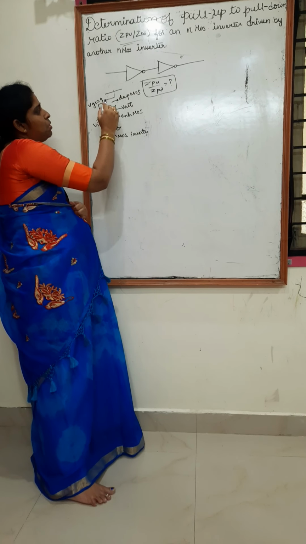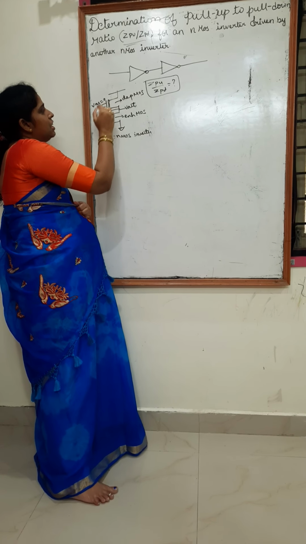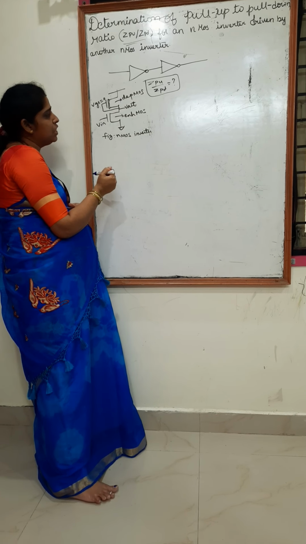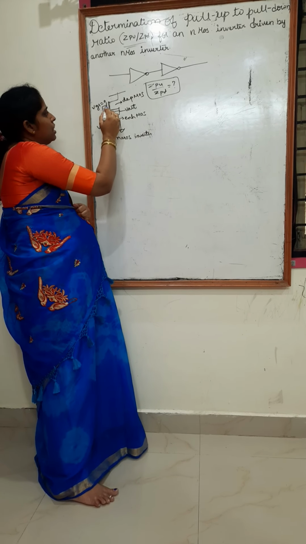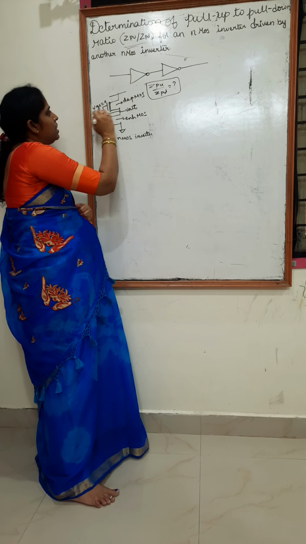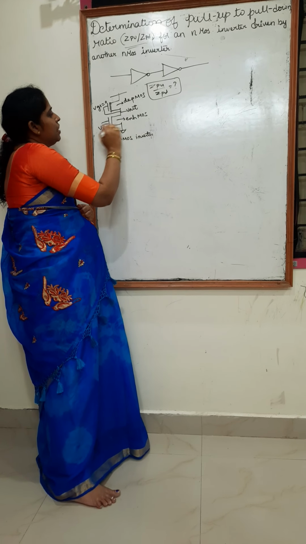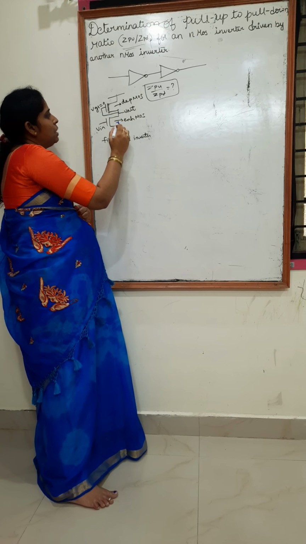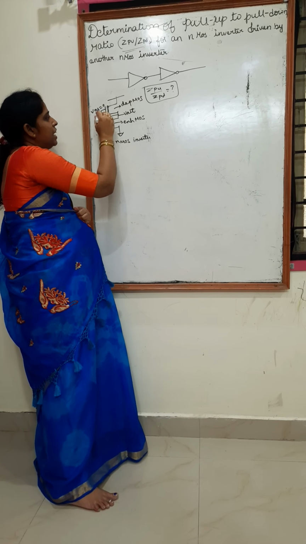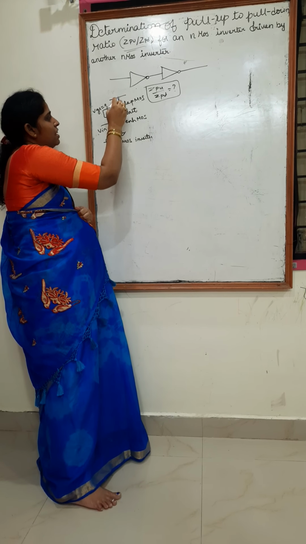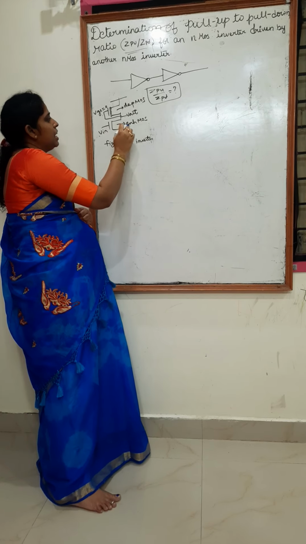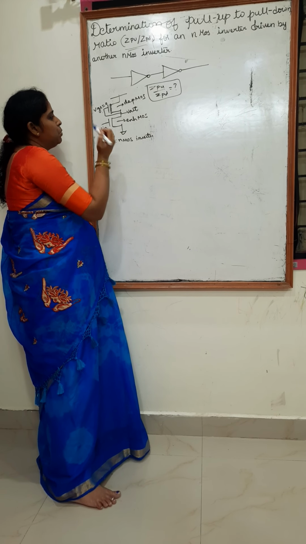In the depletion MOSFET, the gate and source are tied together. We call that VGS equal to 0. This enhancement MOSFET is given the input, and we take the output here. So the pull-up device is the depletion MOSFET, with gate and source connected, which is always on, and the pull-down device is this enhancement MOSFET, where we apply the input.